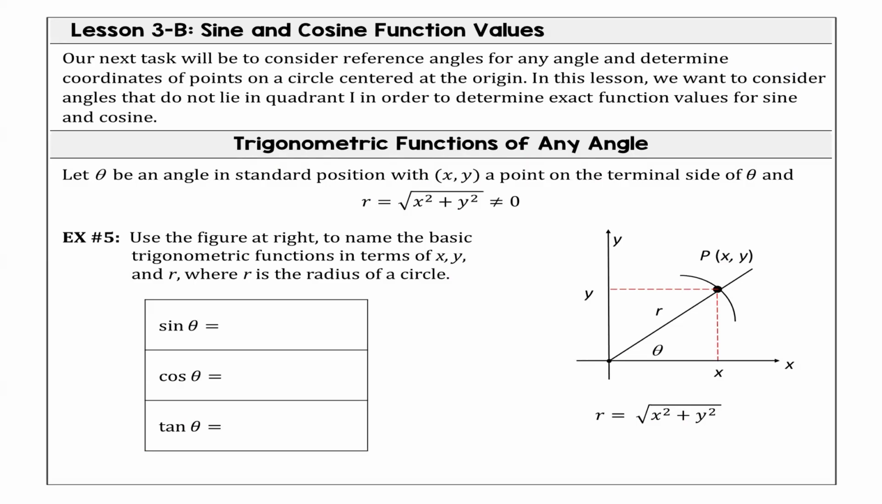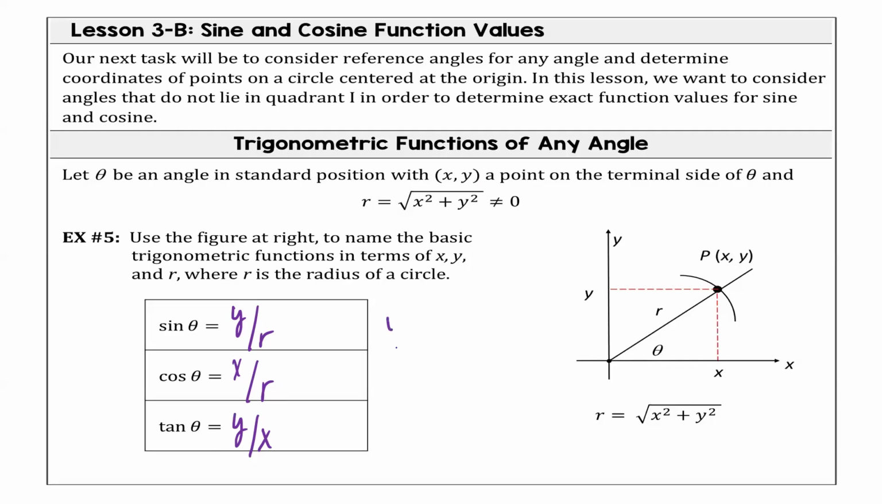Okay. So example number 5, we have the figure here at the right. We can solve for sine theta simply as long as we know the y and the r. Agree? We can solve for cosine theta as long as we know our x and our r. Cosine is x over r. And we can solve for our tan theta as long as we know y and x. Correct? Okay. You can also solve for y and x using the theta.